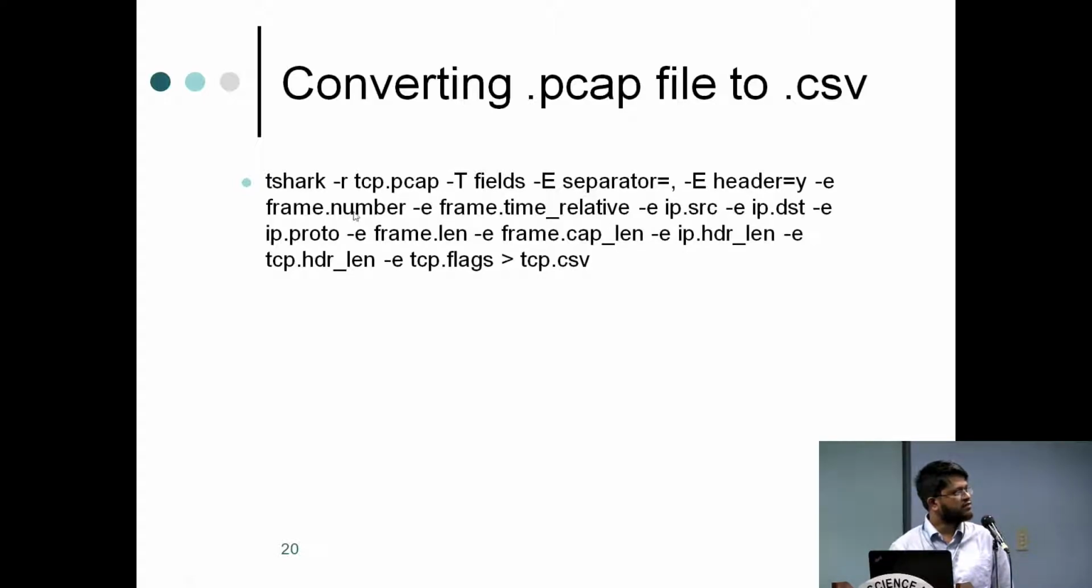Then the columns will be generated. This is the frame number, frame time (relative), IP source, IP destination, IP protocol, length of the frame, captured length, IP header length, and TCP header length. So with this we can convert a particular TCP file to a CSV format.